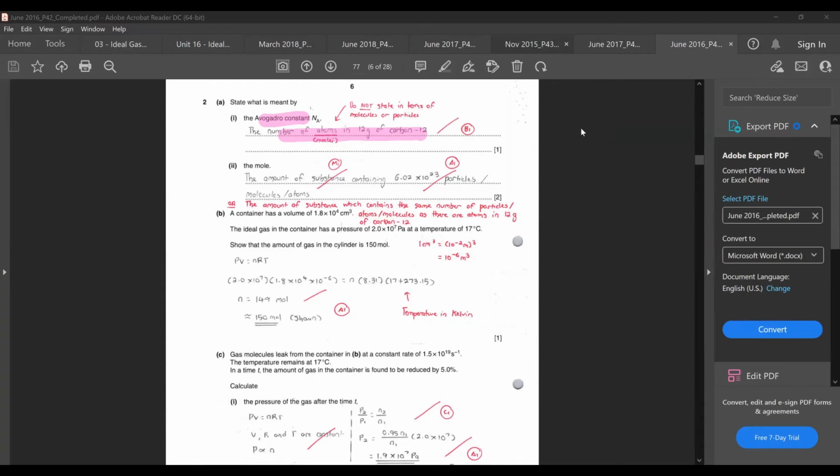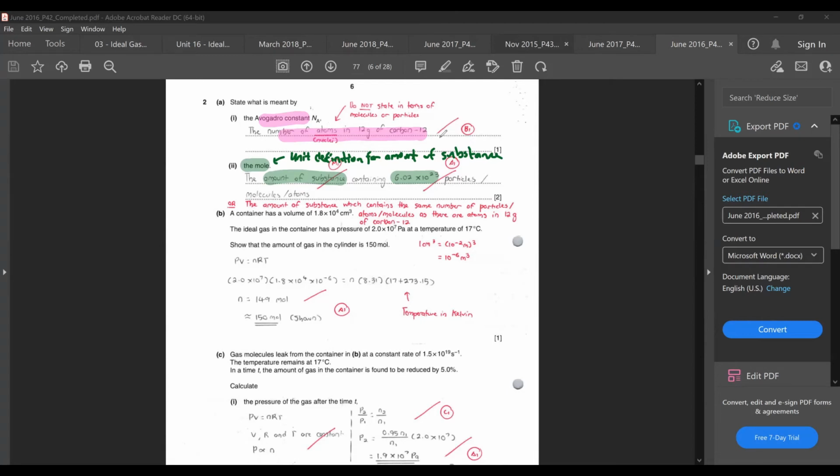And then what is a mole? This is the definition of a unit. 1 mole is the amount of substance containing 6.02 times 10 power 23 particles. This one is the unit definition for amount of substance.